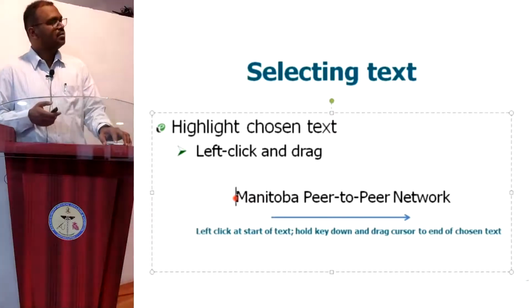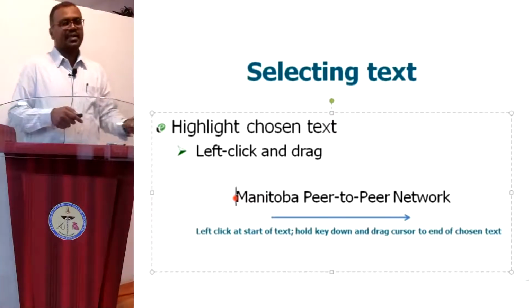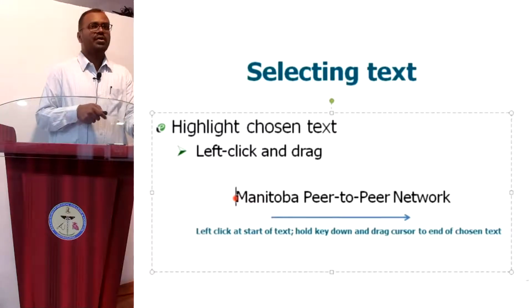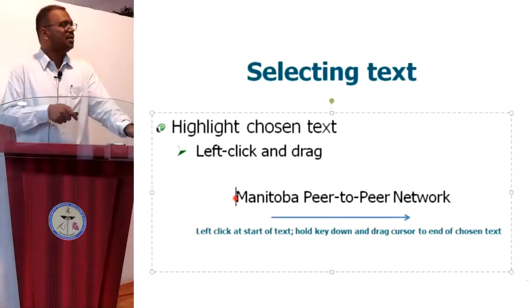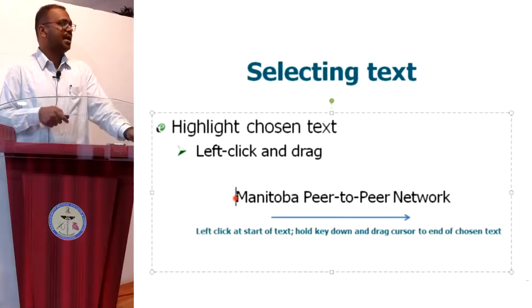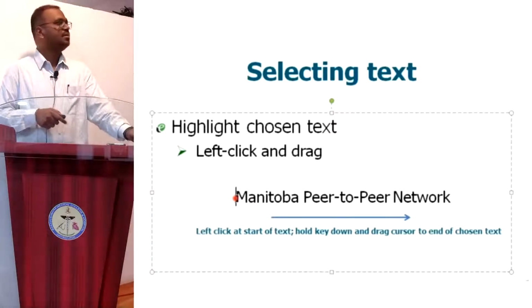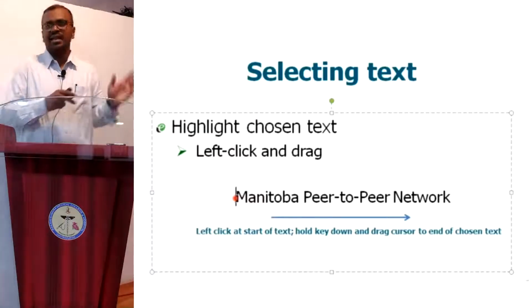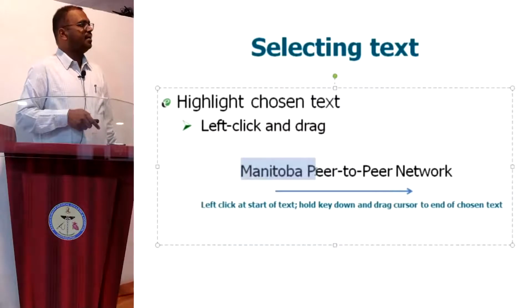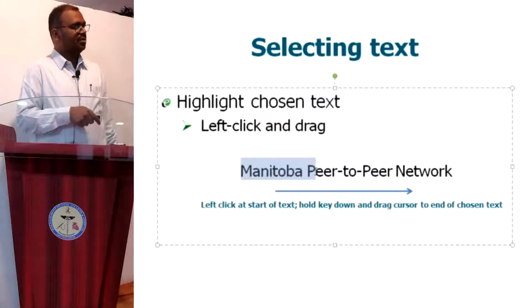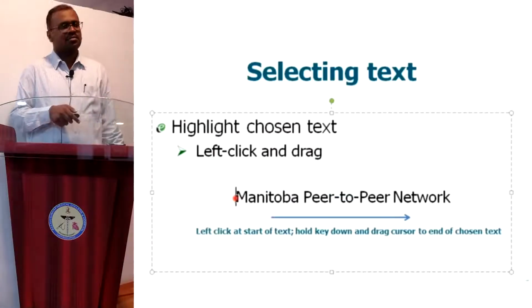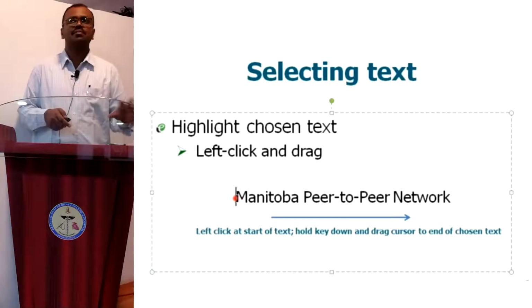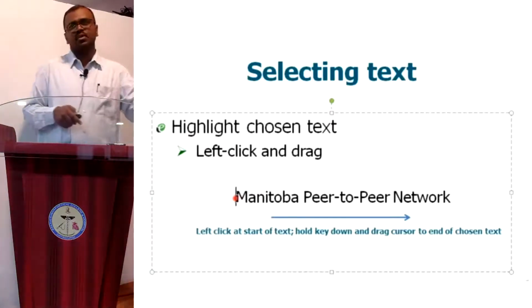So, what you should know in selecting the text is, as shown in this slide, you should first put the cursor, so left click on the left side, and drag it. Like this you have to drag it. I think you understand it. It is a very simple action, but these are very helpful.